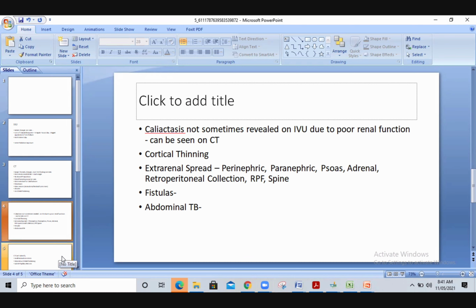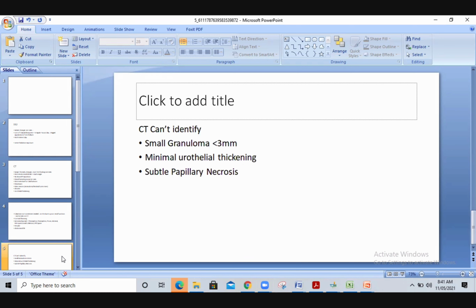Right, they help in defining the mass. If we see a mass in the renal parenchyma, we can define what the mass is in a differential diagnosis in the CT scan. True, very true, yes. But the drawbacks of CT at present are that it cannot identify small granulomas of size less than 3 millimeters, or minimal urothelial thickening or subtle papillary necrosis. These may be missed on CT scan.